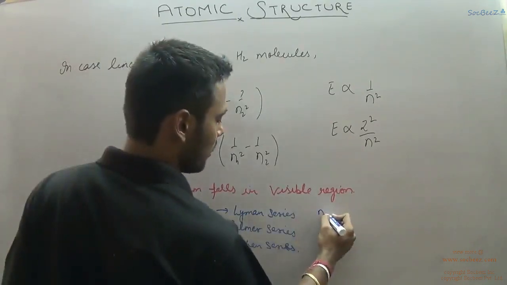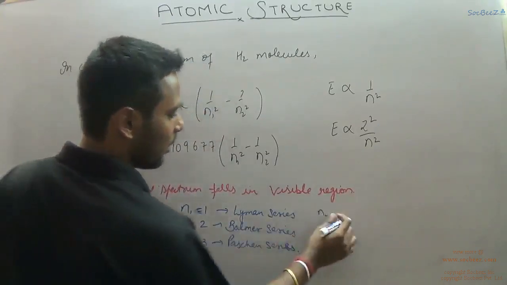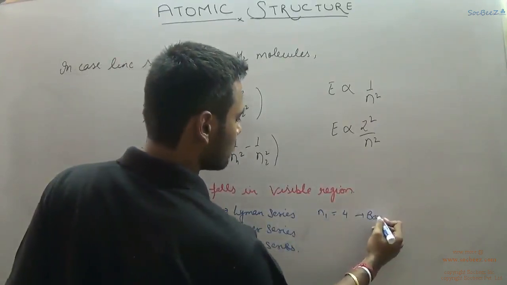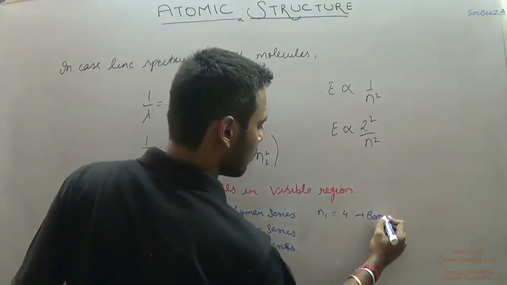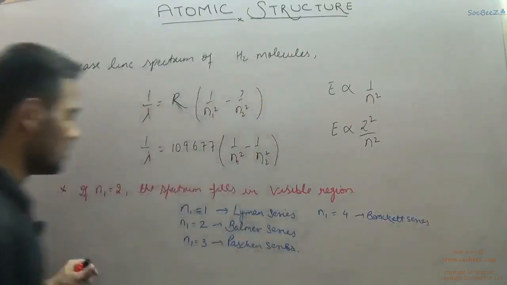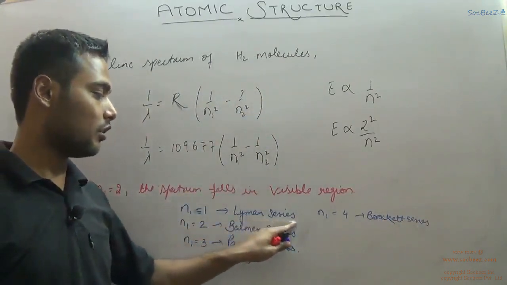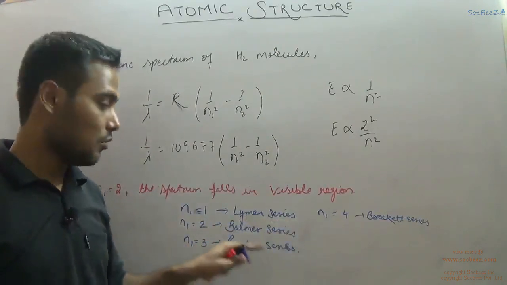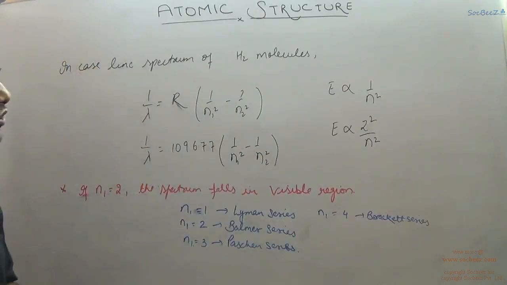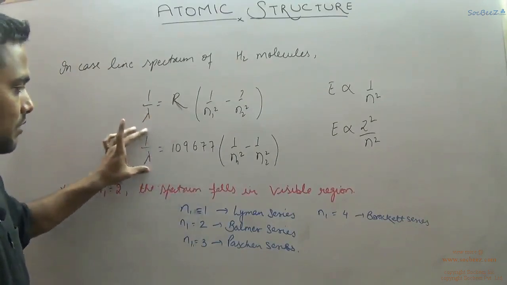And so on, and here all are n1, sorry for this mistake, and n1 equals 4 gives us the Brackett series. So different values of n1 give us different series which are named after their respective discoverers. So the line spectrum of hydrogen, the wavelength in the case of the line spectrum, is given by this equation.